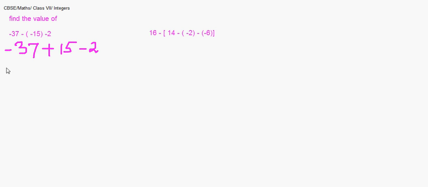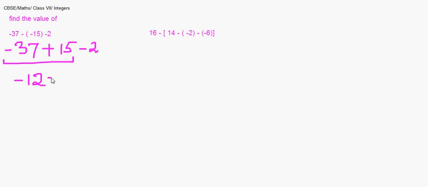So it is, now take two at a time. We cannot take three at a time, let's take first these two. It's minus 37 plus 15. A negative and a positive, so the function becomes a negative. Now 37 minus 15 gives you 22. As 37 was the greater number and it carried a negative, I'll carry a negative here.